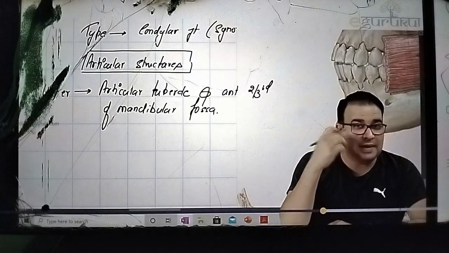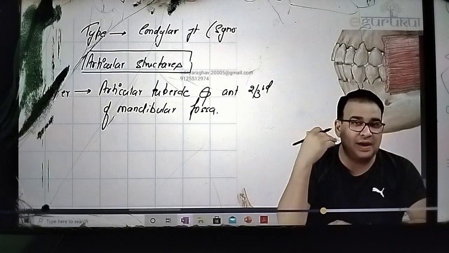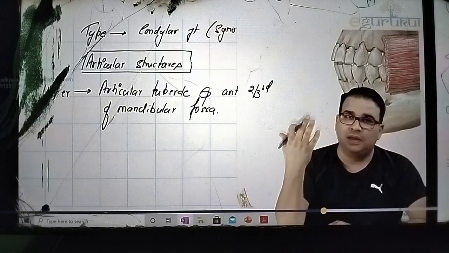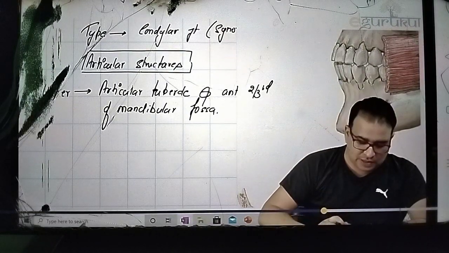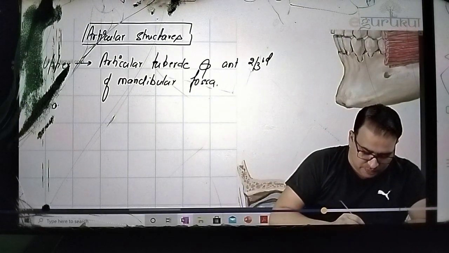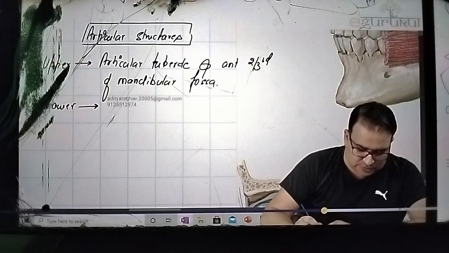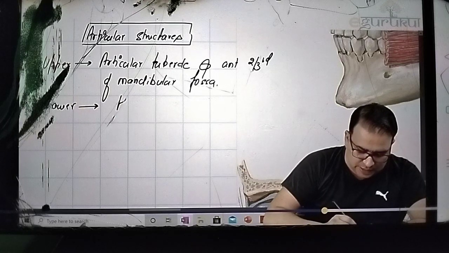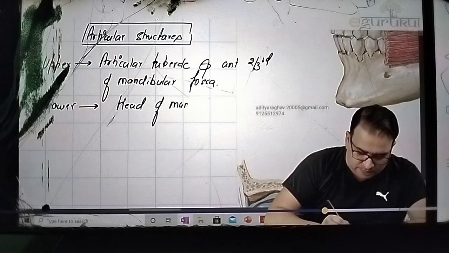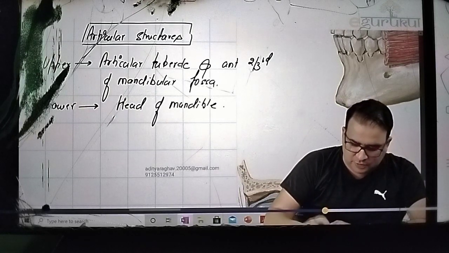I told you the entire mandibular fossa is not used for the joint. There is a space behind it. There is a cushion behind it, so that it is not hitting against the tympanic plate. So articular tubercle and anterior two-third of mandibular fossa, that is the upper surface. Lower articular surface is by what? It is by the head of mandible. Simply.